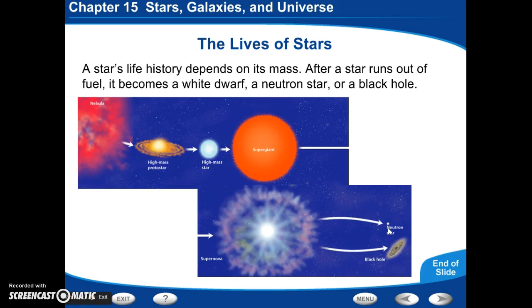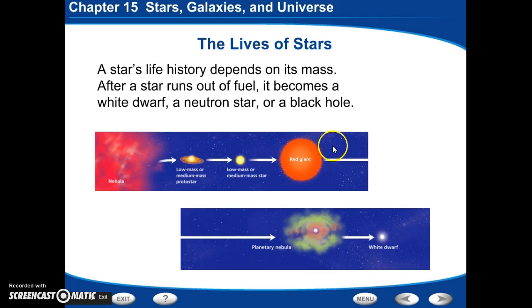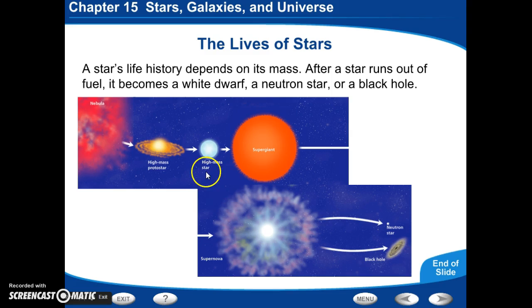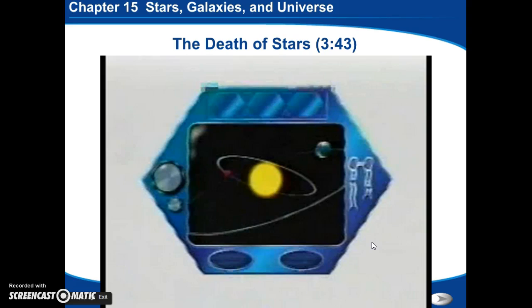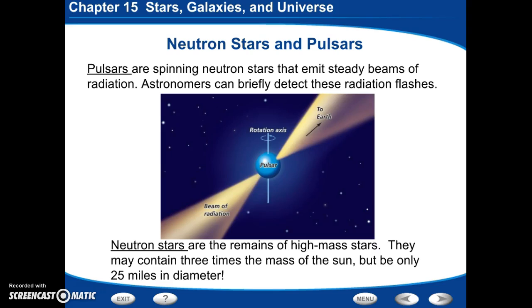When we look over here, we're talking about a high mass protostar. So we have this nebula, then it goes to a high mass star. It starts to gather because of gravity, can turn into a supergiant, and that would then turn into a supernova, which leaves a neutron star or a black hole. This one here, with the smaller stars, ends up as a white dwarf when it's a low or medium mass star. High mass protostars end up as neutron stars or black holes. We're not going to go into the depth of this; I'll show that to you in class.